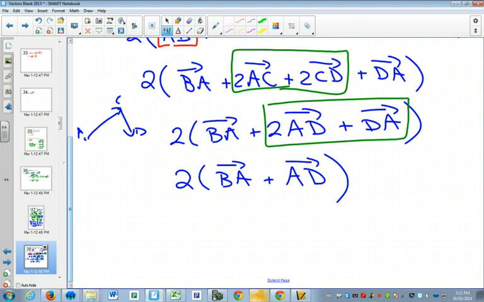I think we're done. No, wait. And then this becomes, no, we can go from BD to D. 2 BDs. And now it's simplified. Nice. That was a lot of fun.